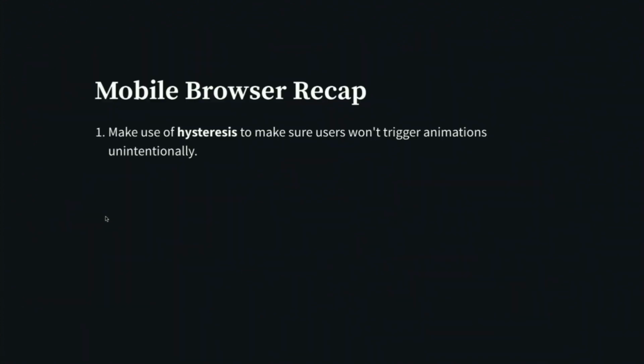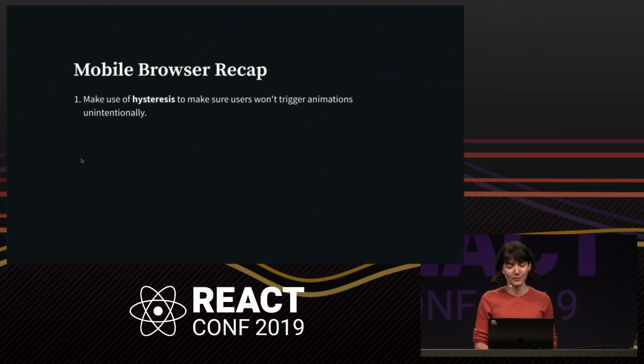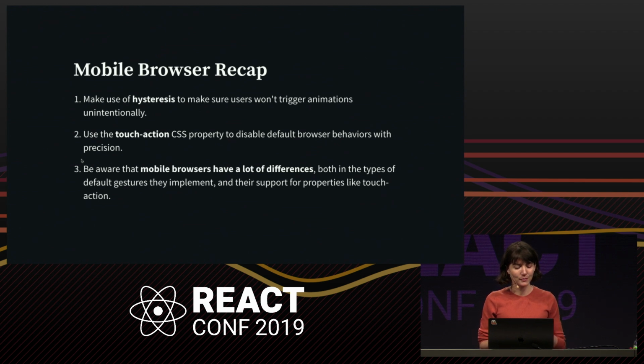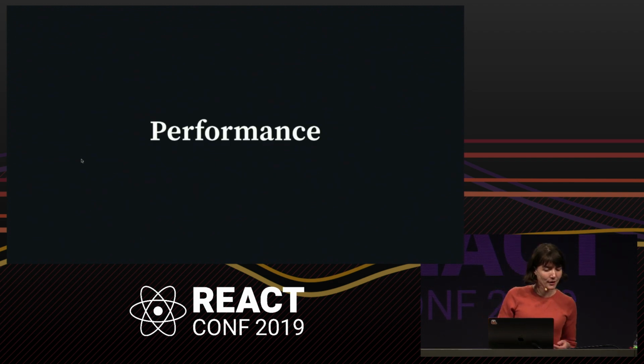All right, so what did we talk about? We talked about using hysteresis to make sure that our users won't trigger animations unintentionally. We looked at the touch-action CSS property to disable default browser behaviors with precision. And finally, we made sure that we would be aware that mobile browsers have a lot of differences, both in the types of default gestures they implement and their support for properties like touch-action. All right, so the final section is performance.